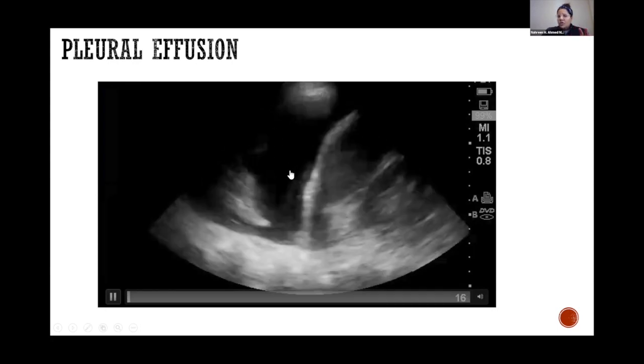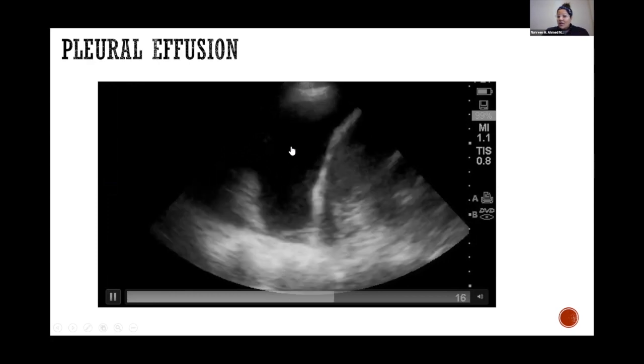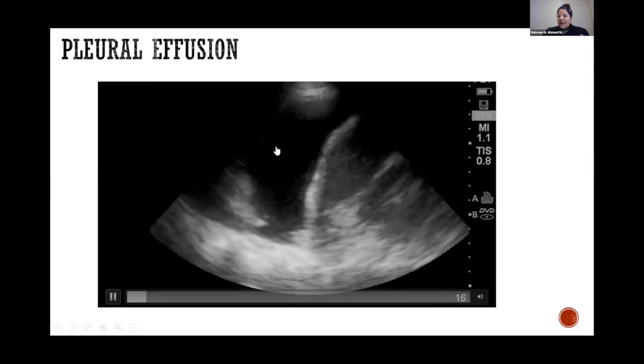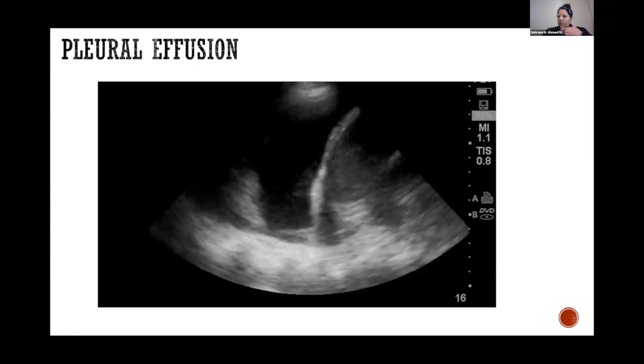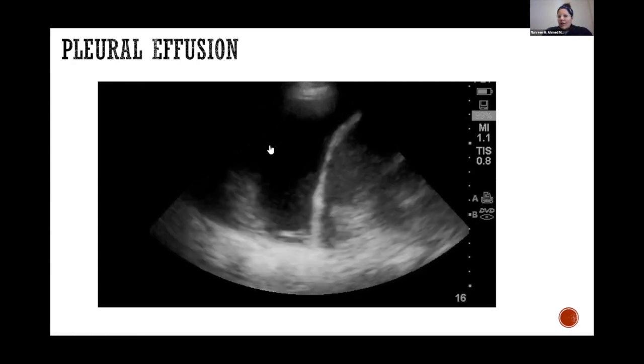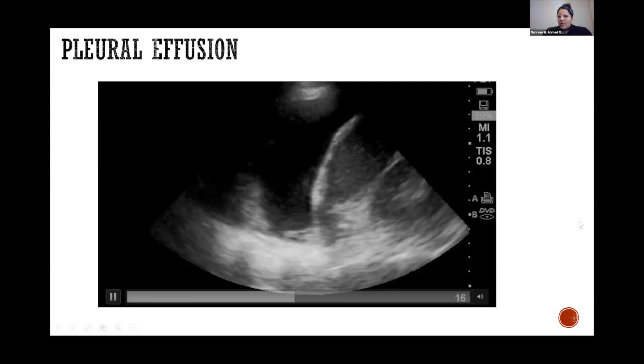So pleural effusions will always be black like this. It will surround the lung, and usually the lung will sort of be flapping around in there. And you can see this bilaterally. This is just an example of what you would see on one side.